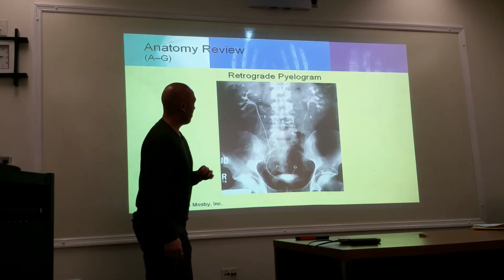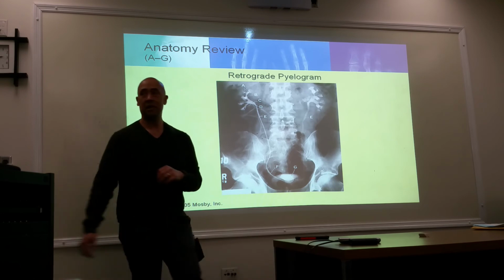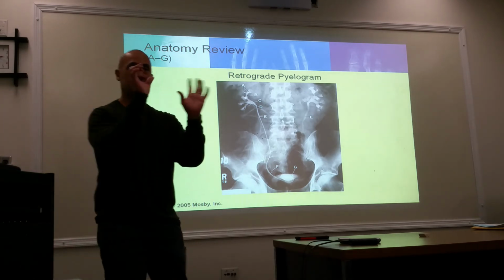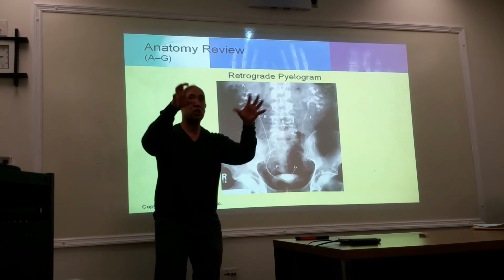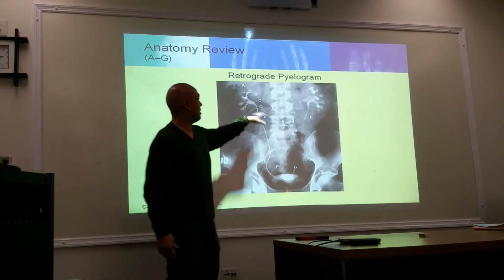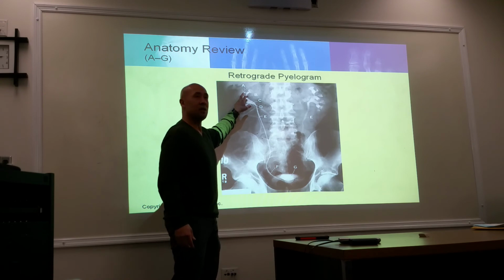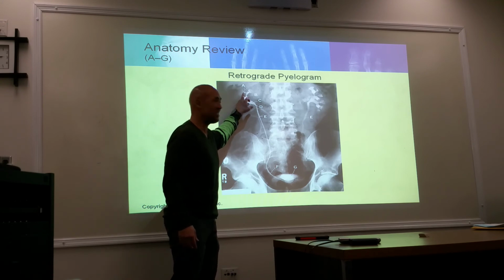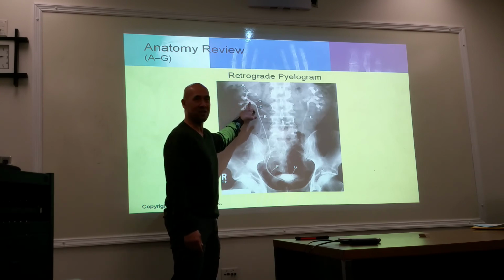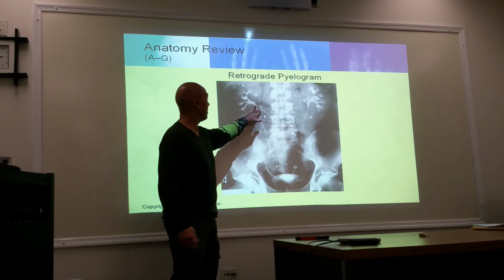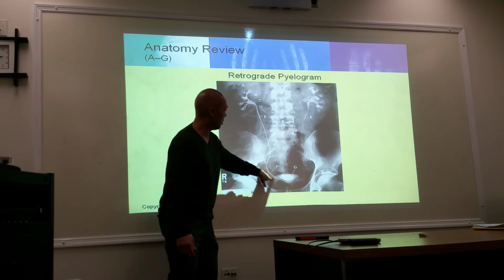So what do we have here in A? What's A? Calyces. So we're going from small to medium to large. These are going to be your minor calyces. What's next? Major calyces. Major calyces, and then the next one is going to be the larger funnel, which is the renal pelvis. Okay, and then it empties out through the ureter.